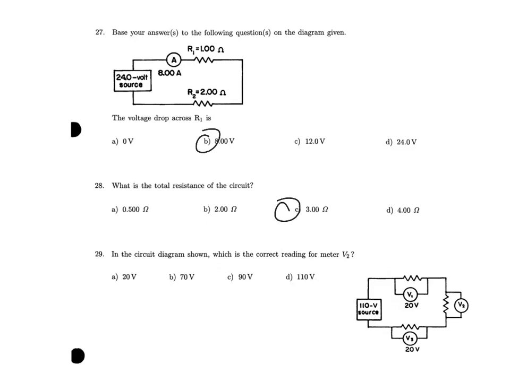In the circuit diagram shown, what is the correct reading for V2? Well, we've got 110 volts total, and one is reading 20, and the other is reading 20. Then that means the other one has to be reading 70. So 27 is B, 28 is C, and 29 is B.